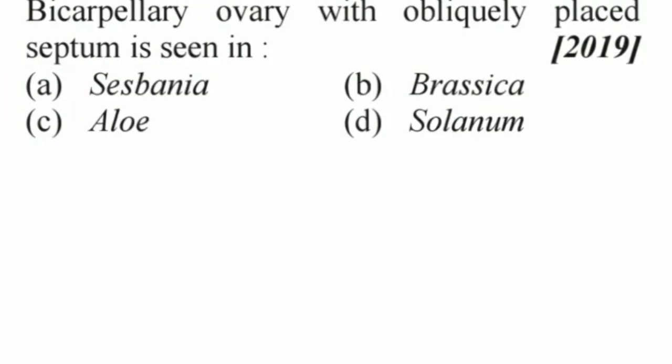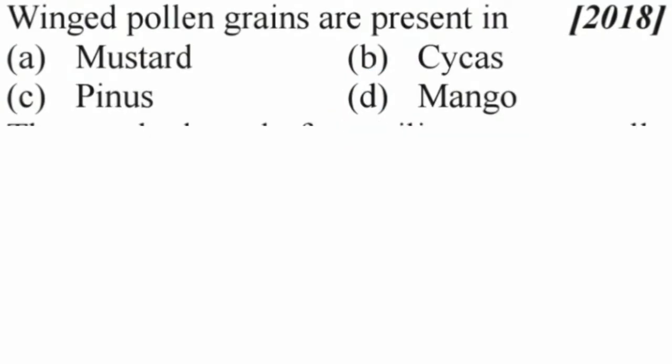Next question. Bicarpellary ovary with obliquely placed septum is seen in Asparagus, Brassica, Aloe, Solanum. It's seen in Solanaceae family, that is potato family. So answer is Solanum.